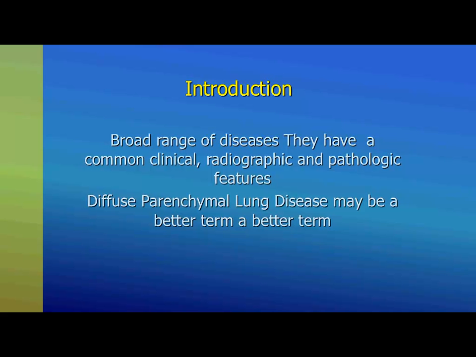So it's a whole range of different diseases, and they all have common clinical, common radiographic, and common pathological features. And some people think that they should be better called diffuse parenchymal lung disease because it doesn't only affect the interstitium, but it also affects the alveolar space too. So it's not interstitial lung disease, but diffuse parenchymal lung disease. But those two terms are interchangeable.